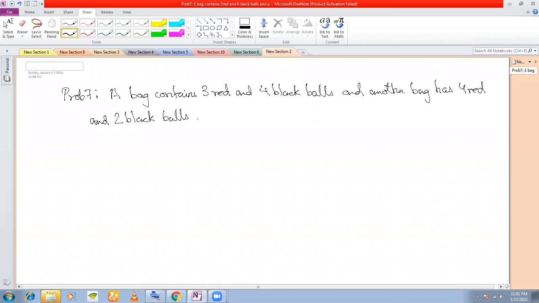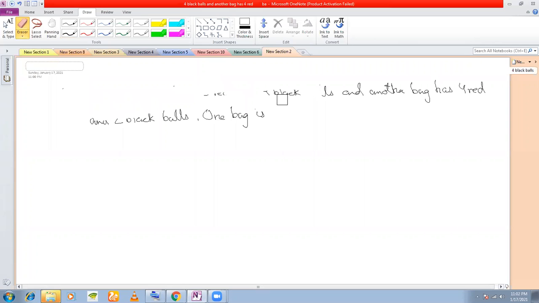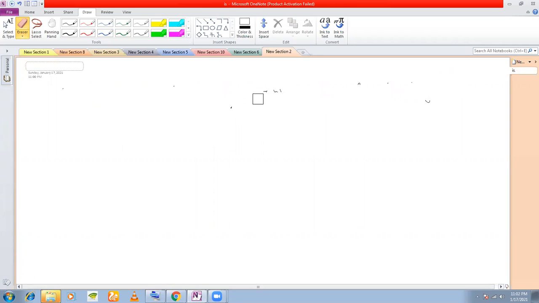One bag is selected. I think I won't do this problem, because this problem will get you a little confused, because this can be done from independent events also.